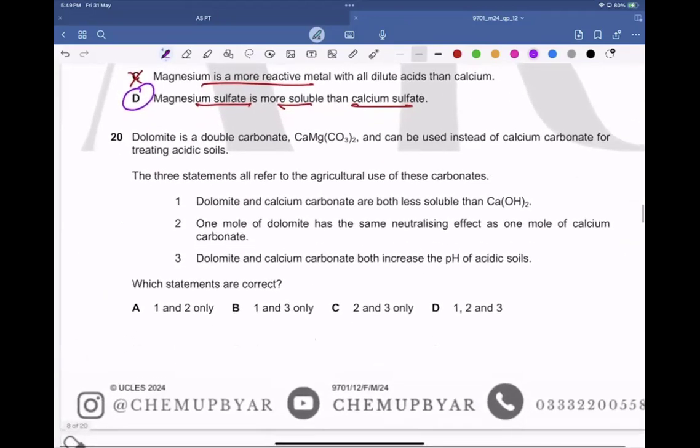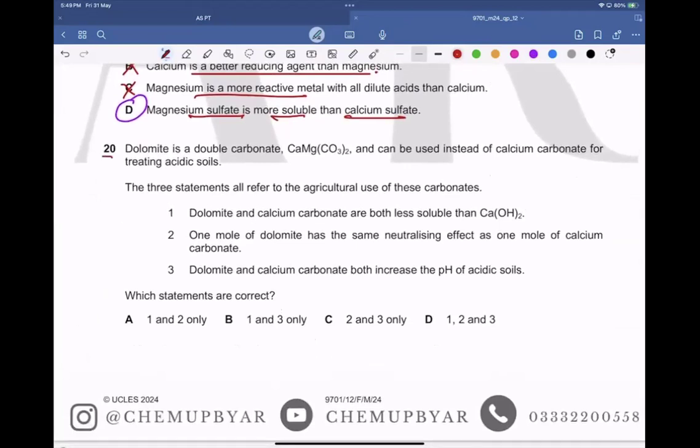Now, question number 20. Dolomite is a double carbonate, calcium magnesium carbonate, and can be used instead of calcium carbonate for treating acidic soil. Okay. The three statements all refer to the agricultural uses of these carbonates. Dolomite and calcium carbonate both are less soluble than calcium hydroxide. Yes, because down the group hydroxide solubility increases and the carbonates are insoluble, right? So if the carbonates are insoluble, then this is correct.